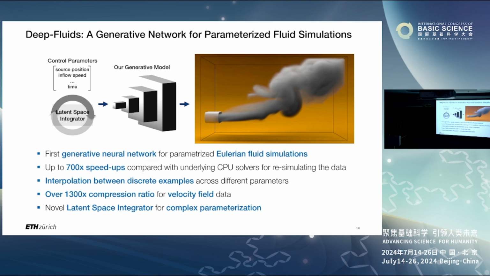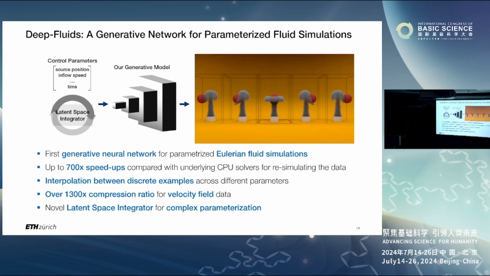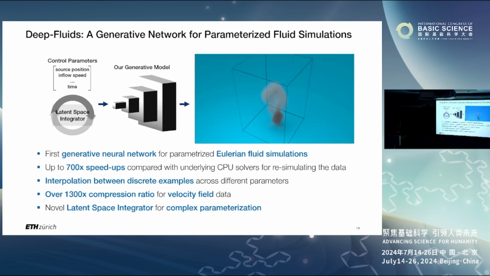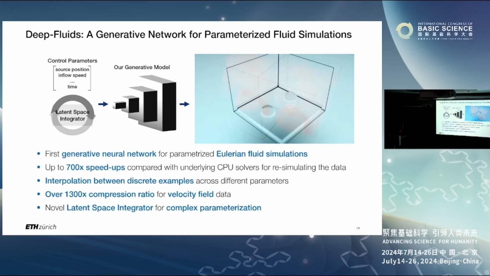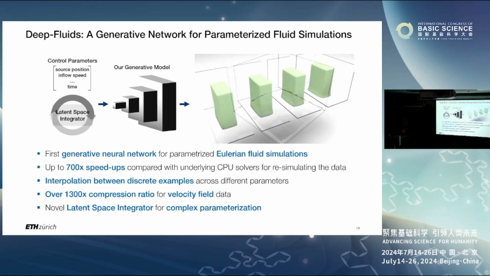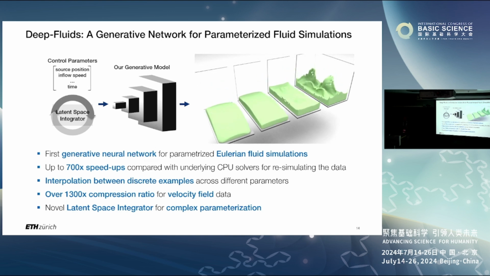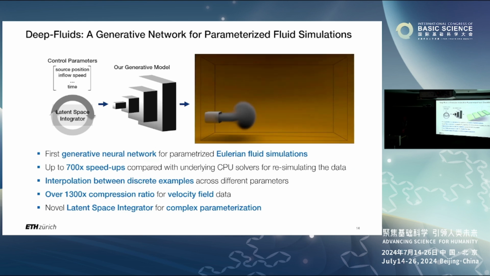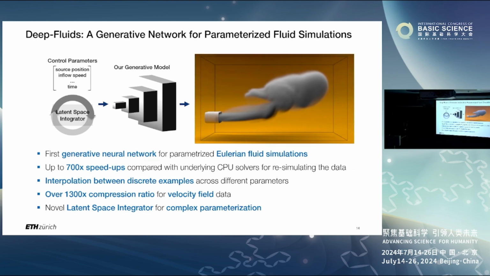And we propose the first convolutional neural network that fully reconstructs dynamic Eulerian fluid simulation velocities from a set of reduced parameters. Basically, the idea was to have a super overfitted network on this fluid simulation data. And once the network is trained, we could achieve performance speedups and compact representation with nonlinear interpolations. And lastly, we describe a novel latent space integrator for the complex parametrization.